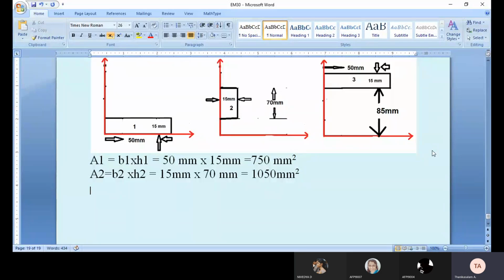Students, understand? And what is A3? A3, the last diagram, the upper diagram. 50 mm, this B3, by 3. Okay. 15 mm equal to 750 mm square. Okay.